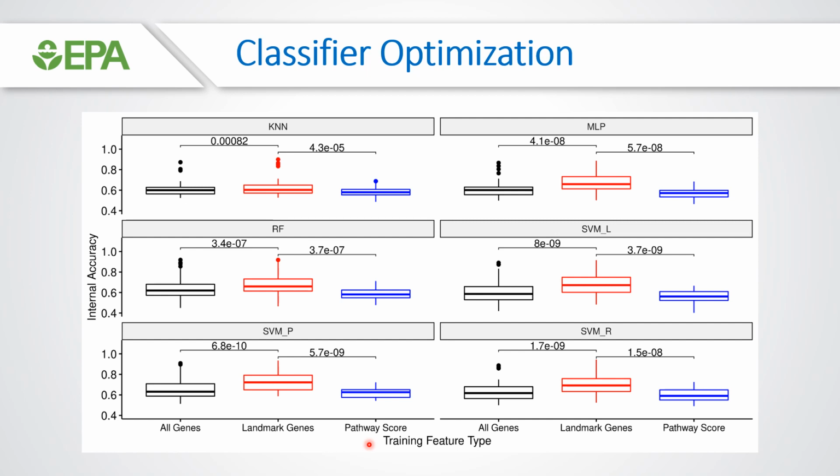In all 6 algorithms, the models trained using only the landmark genes outperformed the other input types, demonstrating that for this application, there is no advantage to extrapolating additional genes or transforming to pathway level scores.